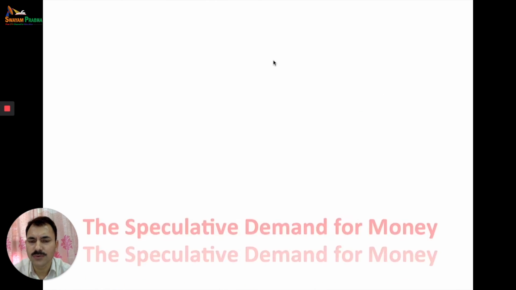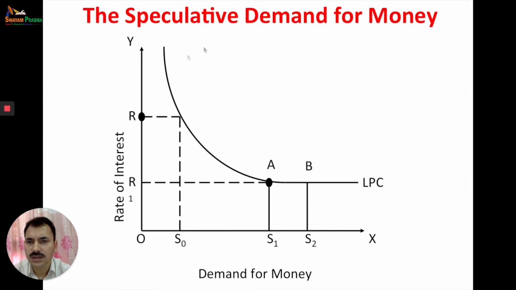Let us discuss with the help of the following figure. LPC is the demand for money for the speculative motive. On this side we have the rate of interest and demand for money. This curve shows the relationship between demand for money and rate of interest. The higher the rate of interest, the lower the demand for money, and the lower the rate of interest, the higher the demand for money.